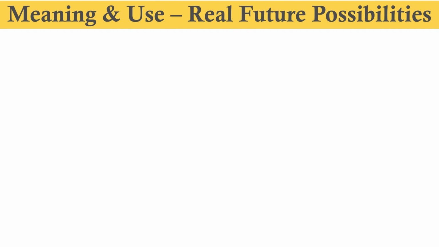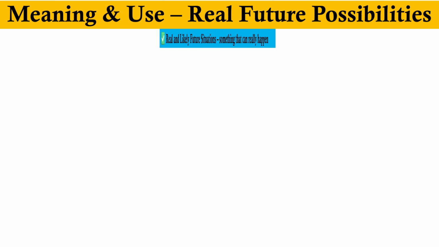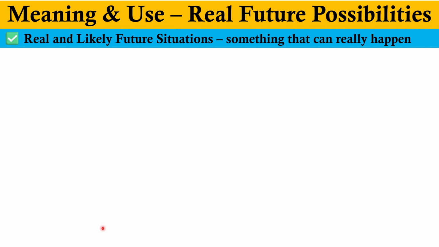We use the first conditional to talk about a specific real situation in the future and its likely result. It's used for things that are possible or probable if a certain condition is met. In other words, we imagine a situation that could really happen and we describe the possible result.